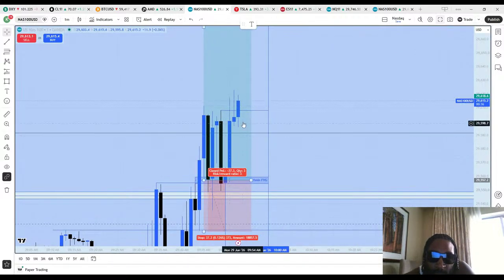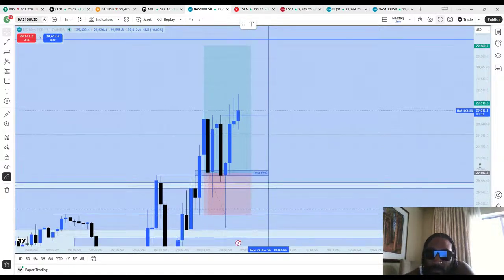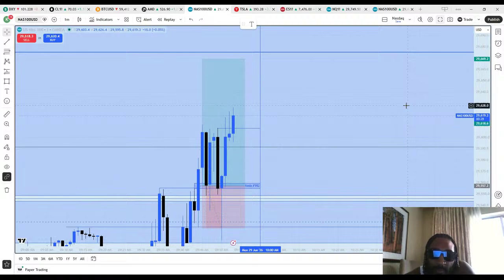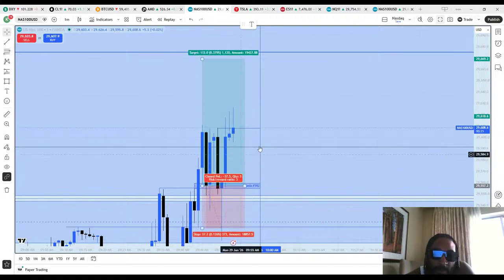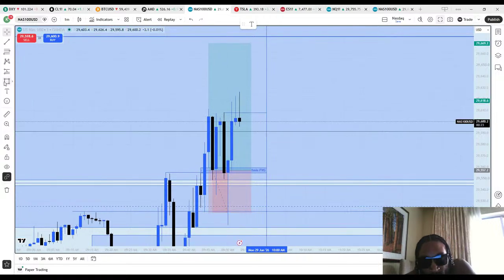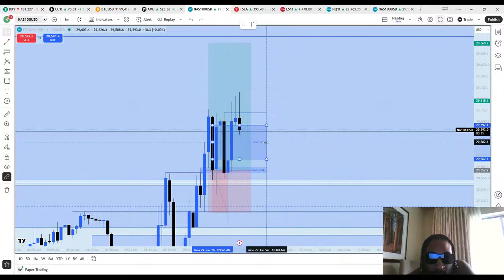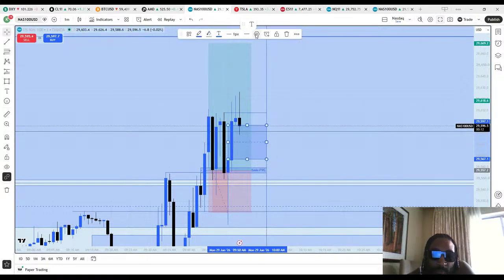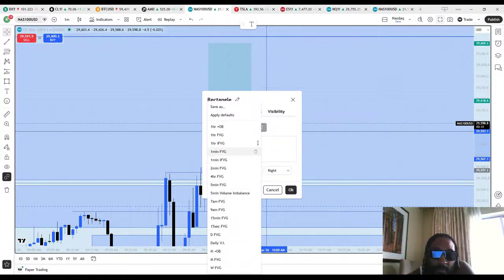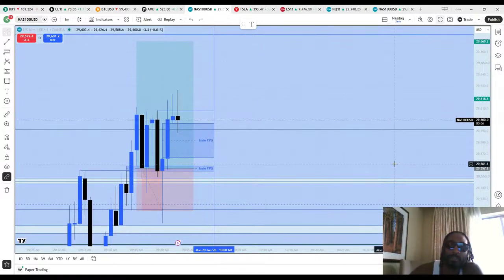Look, it already tapped into this a little bit. Not enough for my liking as far as what I use for entry, but it still looked like it's respecting it. Five seconds left. Still don't get a closure up there yet. So let's see what the struggle is, what we got going on here.